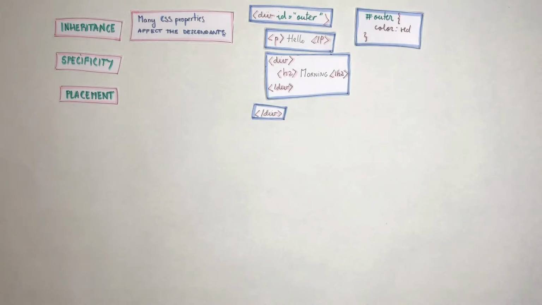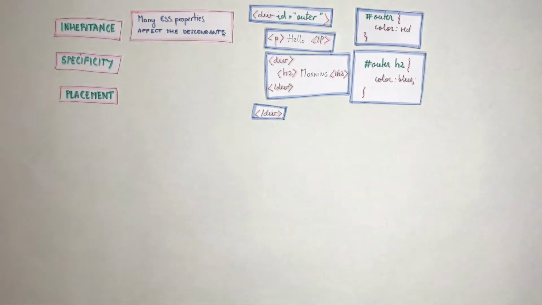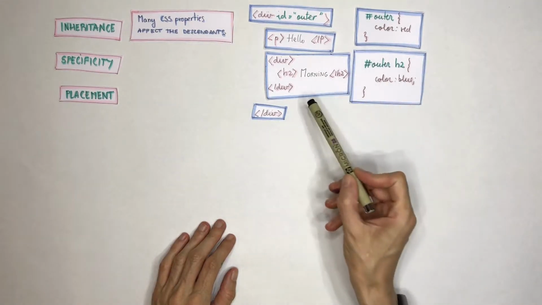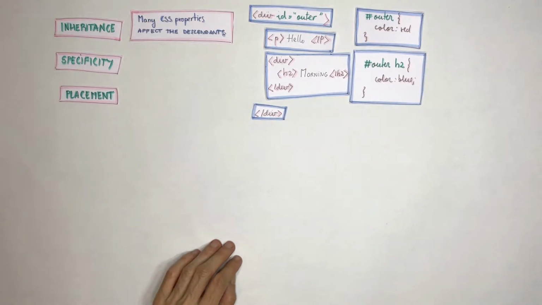If we want any of those children elements to be on a different color, we will need to set a CSS rule that is more specific, like for example that one, outer H2. This CSS rule sets the color to blue for any H2 element inside an element with the outer ID, and it is more specific than just using outer as the selector.